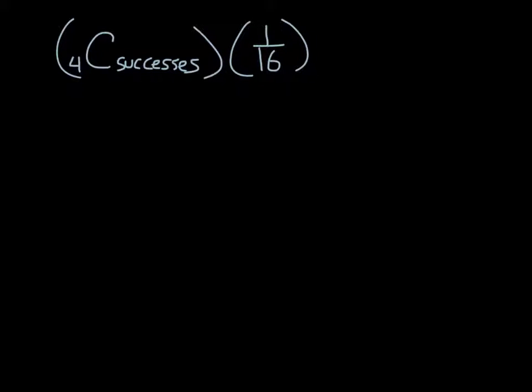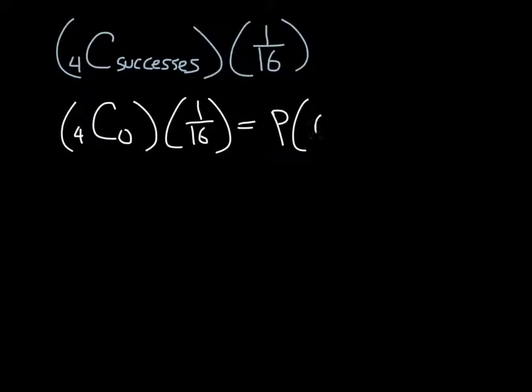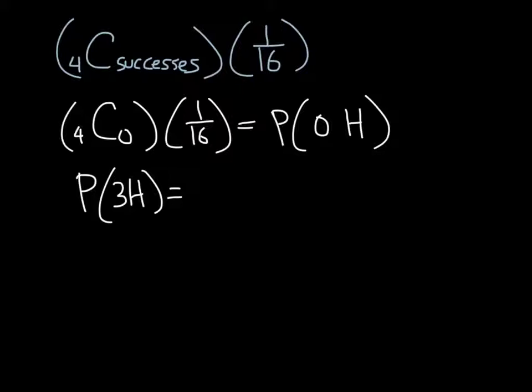By now you should be seeing a pattern. Essentially what we've been doing for all of these is taking the combination of 4 by the number of successes that we want and multiplying it by 1 over 16. So for our first one, where we wanted 0 heads, we would take combination 4, 0 and multiply it by 1/16 to get the probability of 0 heads. So you can guess that if we want the probability that we get 3 heads, then what we can do is take combination 4, 3 and multiply that by 1 over 16.